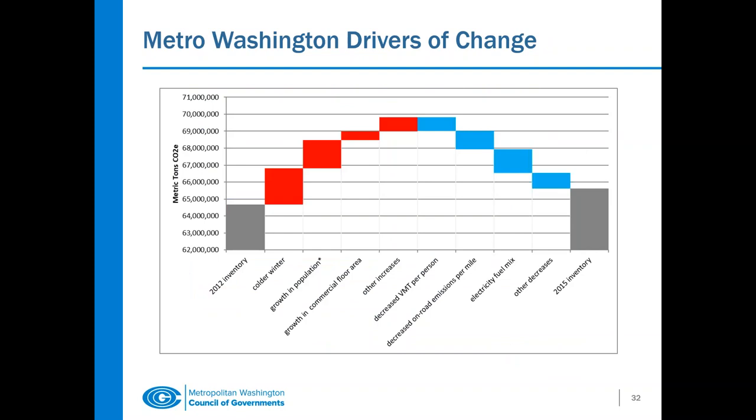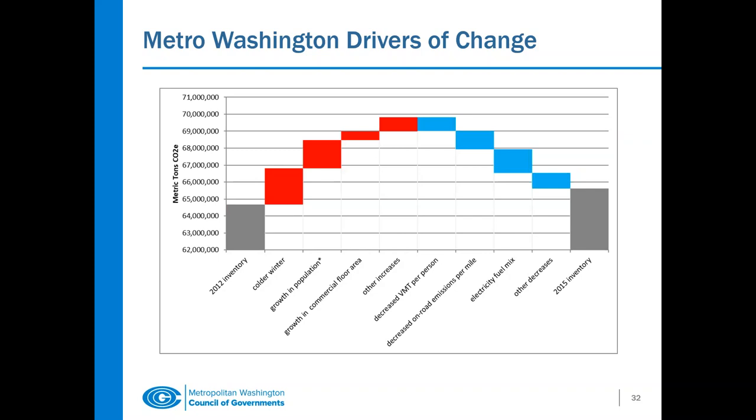So these are the initial results for Metropolitan Washington as a whole, just the top three increases and decreases. And hindsight's 2020, 2012 and 2015 probably weren't the most ideal years to compare. 2012 was a much warmer than average winter, and 2015 was a much colder winter. So that is the main reason driving the increases between the 2012 and 2015 inventory.